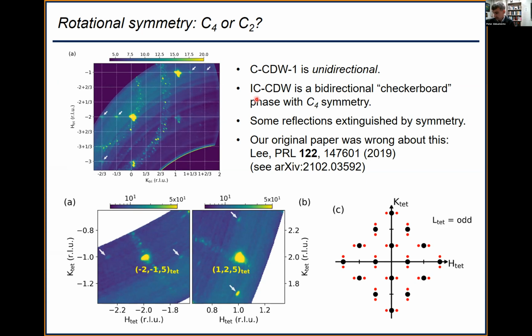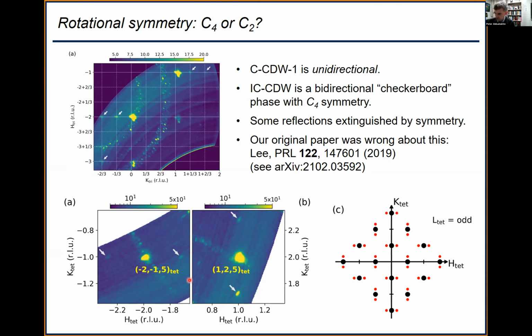But it turns out that the incommensurate CDW is bidirectional. This thing lives in the tetragonal phase, above the tetragonal phase transition, and it is actually C4. Our original paper on this, which was published in 2019, was wrong. I think I can be a grown-up and admit when I'm wrong. So I was wrong about this, and the reason I was wrong is actually quite subtle.